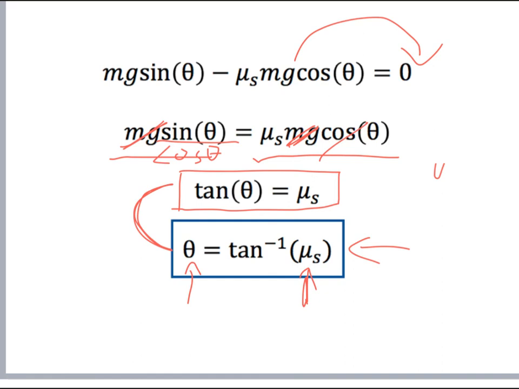And those are some problems that hopefully give you the idea of this approach for solving friction problems.